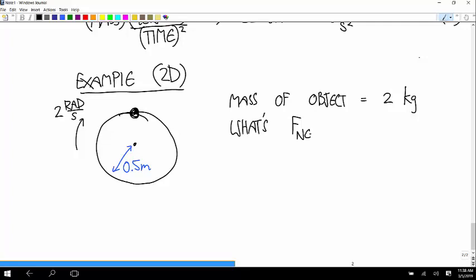What's the net force vector applied to the object at the instant shown?